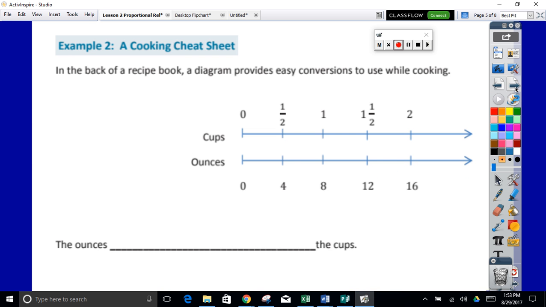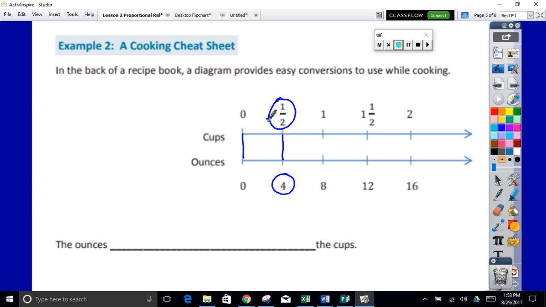Okay, example 2 is a cooking cheat sheet. In the back of a recipe book, a diagram provides easy conversions to use while cooking. So we can see from this chart, if we have 0 cups, we have 0 ounces. If we have half a cup, that's equal to 4 ounces, and so on. 1 cup equals 8 ounces. 1.5 cups equals 12 ounces, and so on.